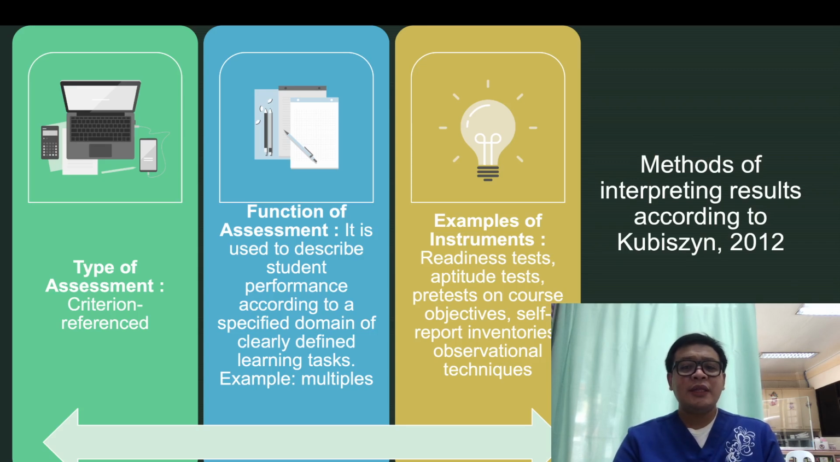And methods of interpreting results according to Kubiszyn of 2012. So, type of assessment, criterion reference. The function of assessment is used to describe students' performance according to a specified domain of clearly defined learning tasks. A very good example is multiple choice. Another example of instruments for criterion reference are readiness tests, aptitude tests, pre-tests on course objectives, self-report inventories, and observational techniques.